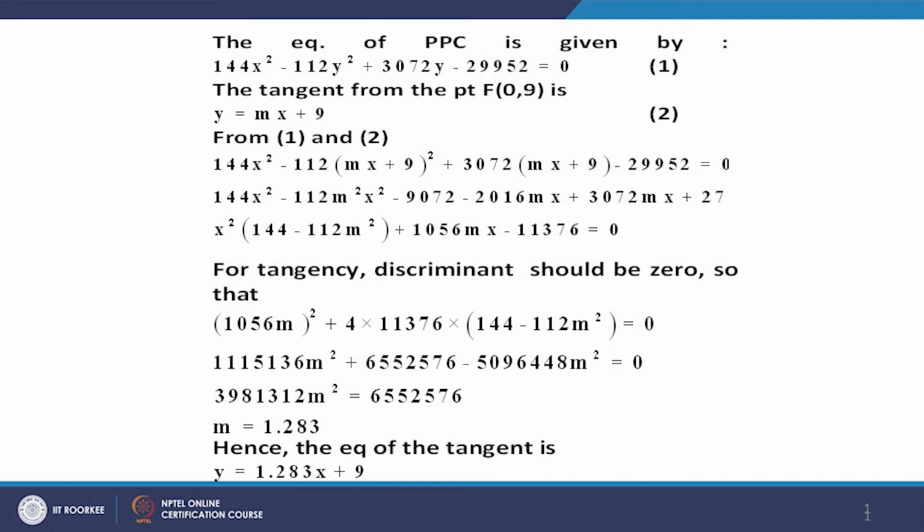in the standard procedure using the feasibility conditions, and we arrive at the portfolio possibilities curve, which is given by 144 x square minus 112 y square plus 3072 y minus 29952 is equal to 0, equation number 1 on the slide. I repeat, this is simply obtained by eliminating x 1 and x 2 from the expressions for the expected return and the variance of the portfolio, which is targeted as to have a return of 80%.